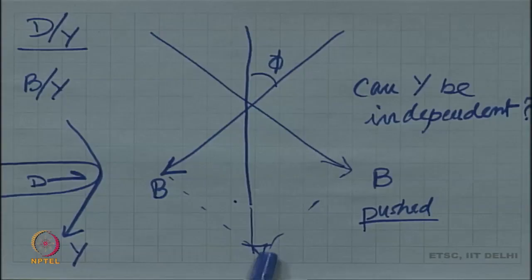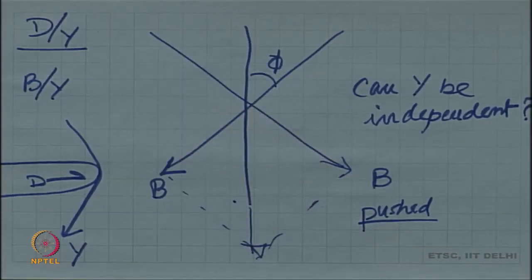But in this case, this speed will be decided by this or this. So, once you have fixed the belt speed and you have also fixed the belt crossing angle, which is the adjustment on the machine, then after that it will be very difficult for you to change the speed of the yarn.